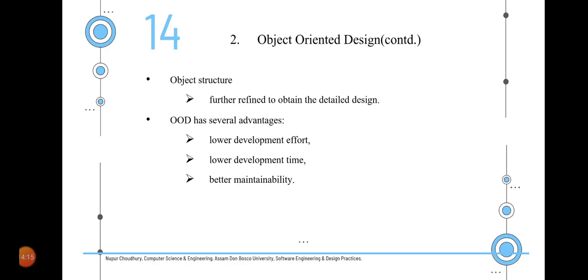After these objects are identified, they are generally converted into an object structure in order to refine and obtain a detailed design. Now this object-oriented design has some advantages over the traditional design approach, because it has lower development effort, lower development time and better maintainability.